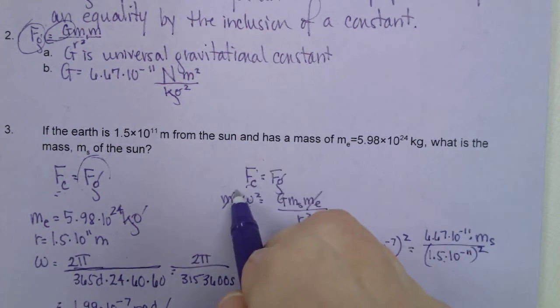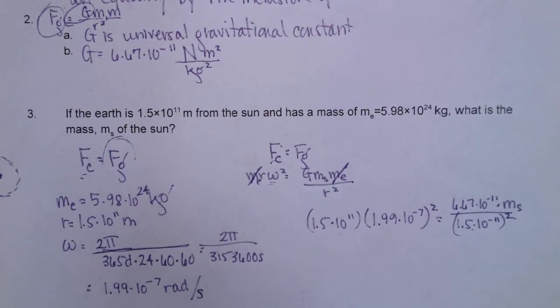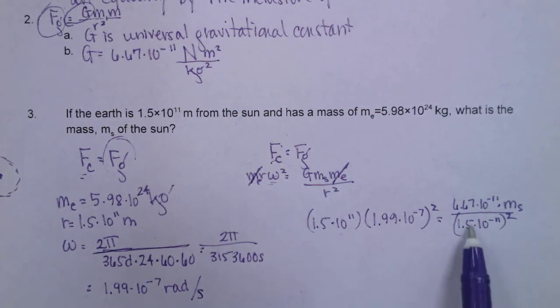I could cancel out the mass of the Earth and the mass of the Earth because they were on opposite sides of the equal sign, but in the same position. They were both in the numerator. So if I multiply both sides by 1 over m sub e, then it cancels out on both sides. I can't do that here.